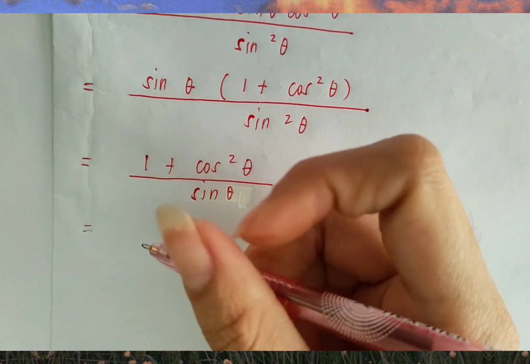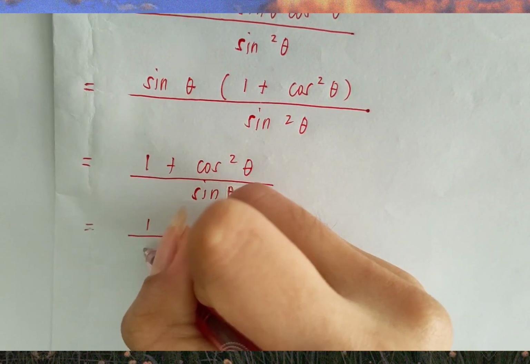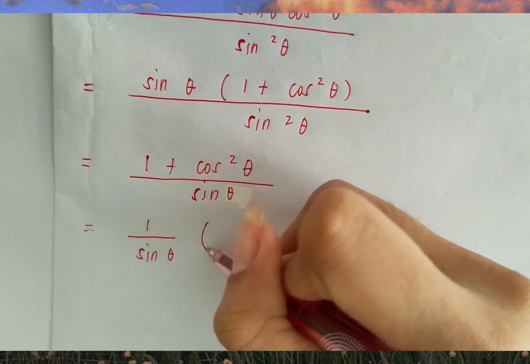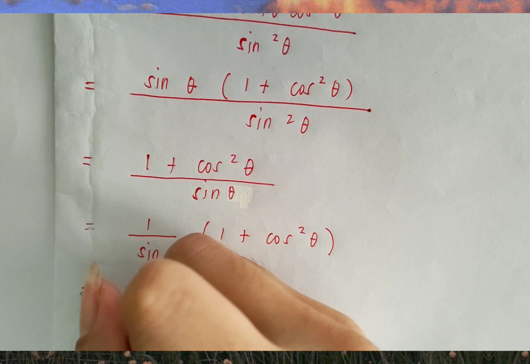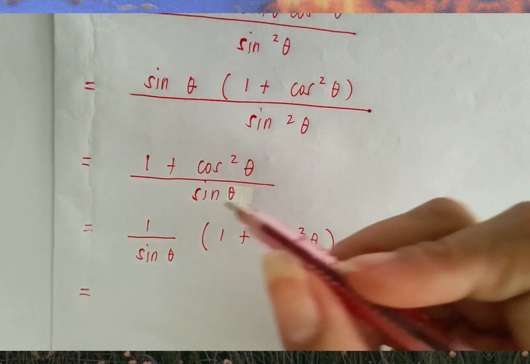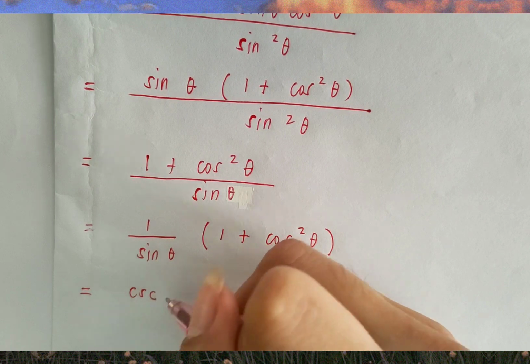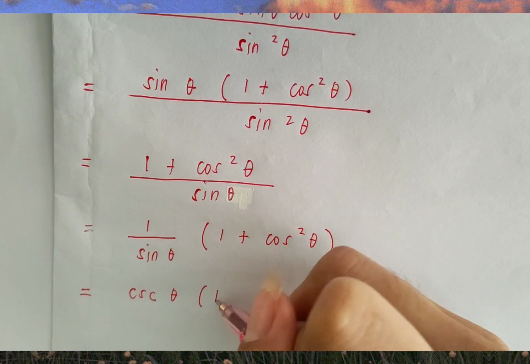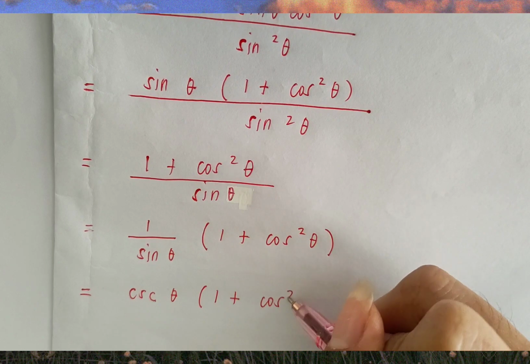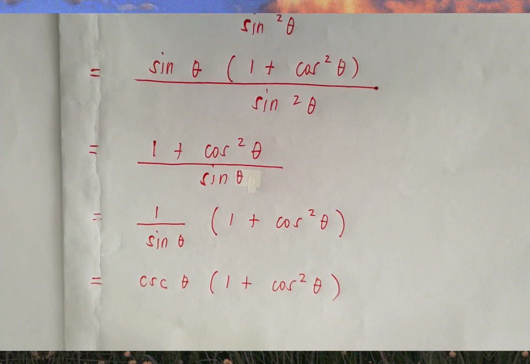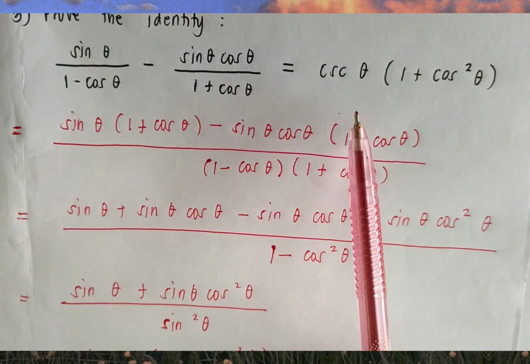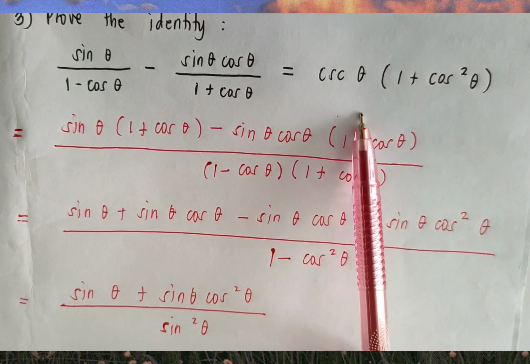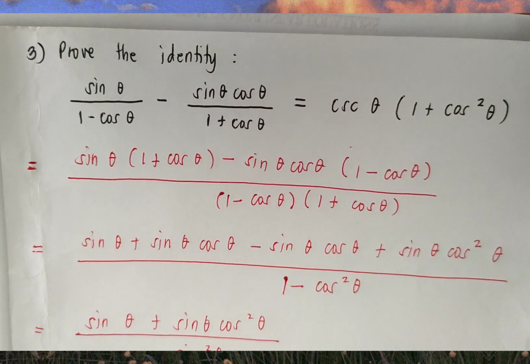Next, we have here 1 all over sine theta times the quantity of 1 plus cosine squared theta. And our final answer, they balance with each other: cosecant theta times the quantity of 1 plus cosine squared theta. Okay. This is our answer. It balanced with the right side of the equation. Okay, here is our solution.